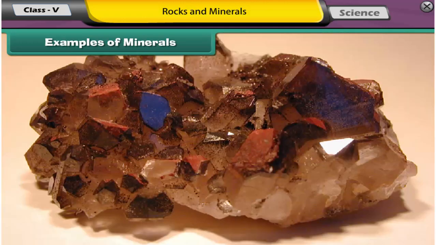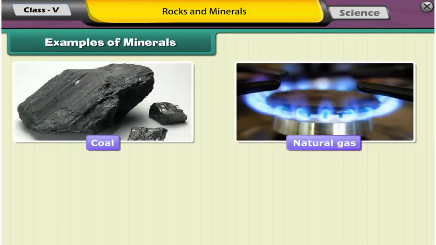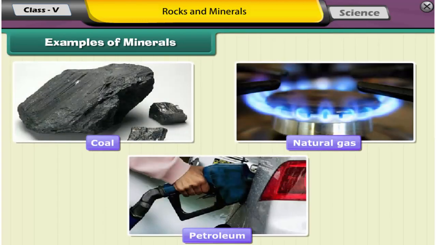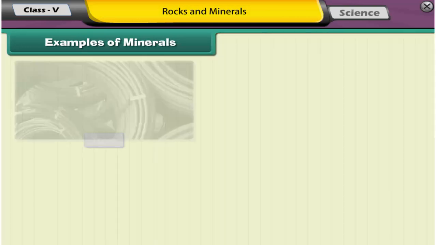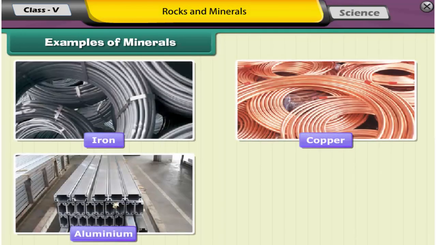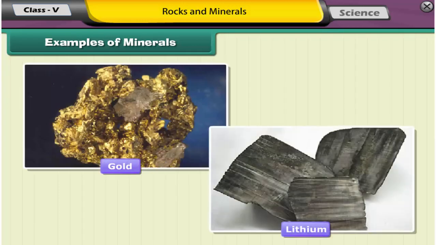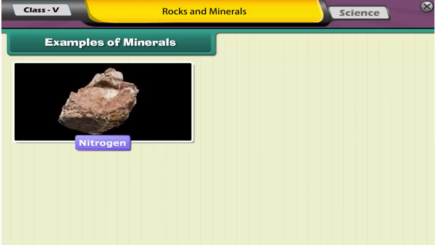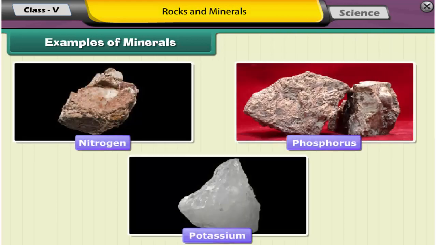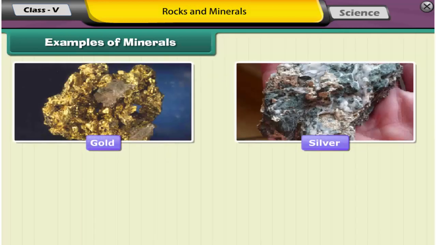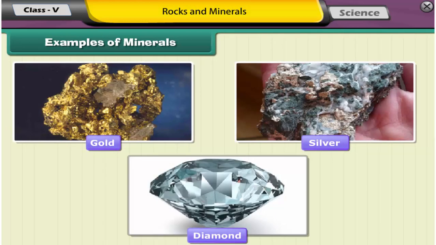Examples of minerals. Minerals are very important to humankind. Some minerals are used as fuels, for example, coal, natural gas, and petroleum. Some are used in industries like iron, copper, aluminium, platinum, etc. Minerals like gold, lithium are used in medicines. Nitrogen, phosphorus, and potassium are used in fertilizers. Gold, silver, diamond are used in jewelry.